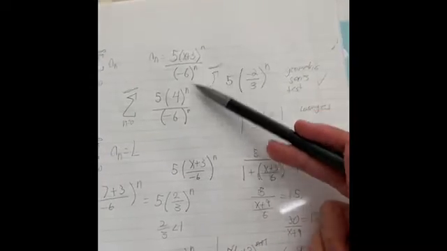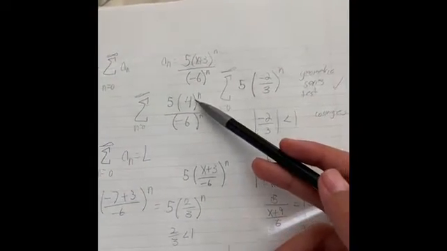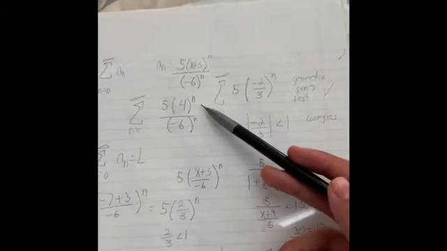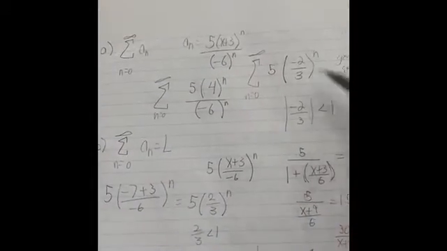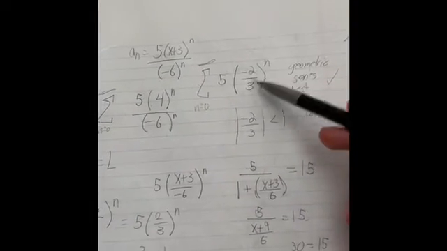So 1 plus 3 is 4, so it has 5 times 4 to the nth power over minus 6 to the nth power. And since we know that this 4 and negative 6 are both to the nth power, we can simplify it by saying that this is actually negative 2/3, simplified over here.